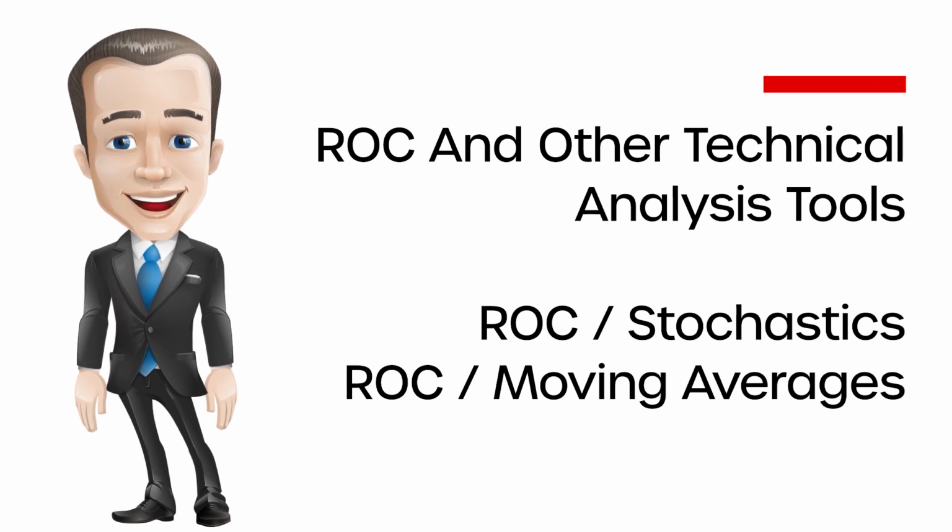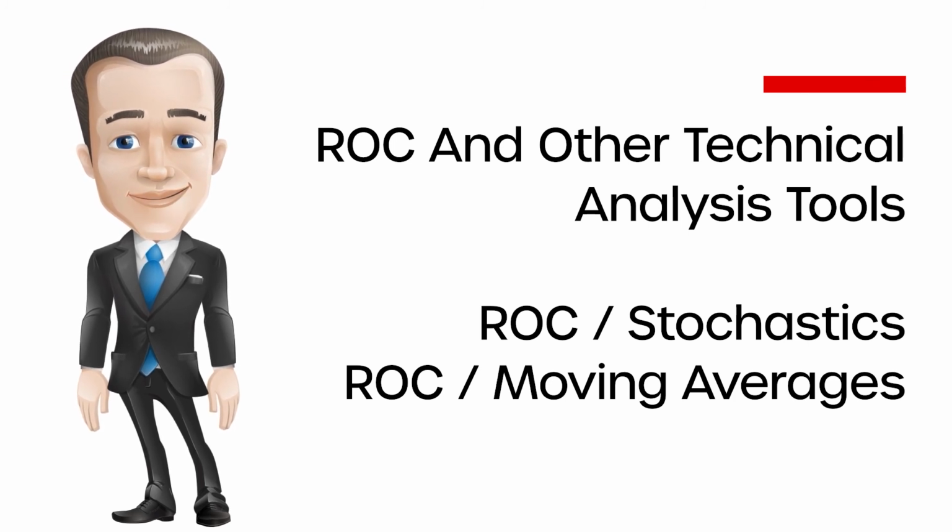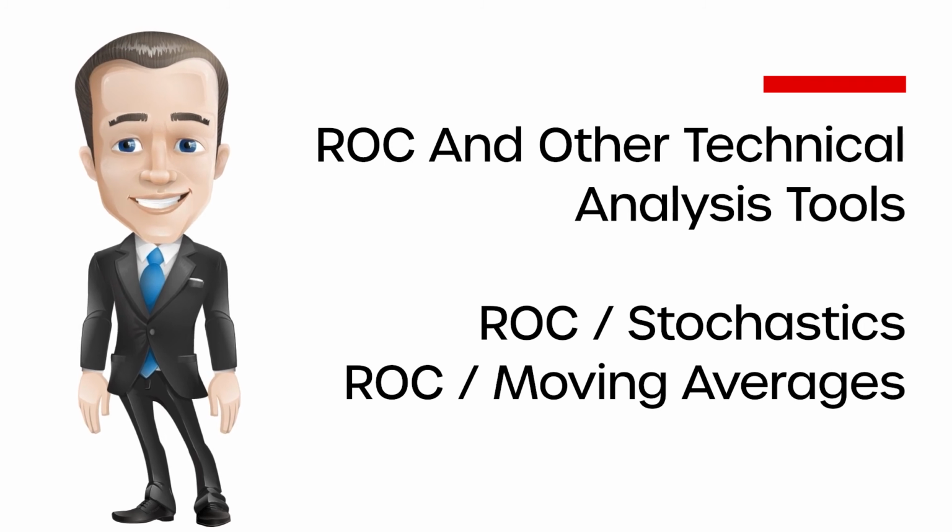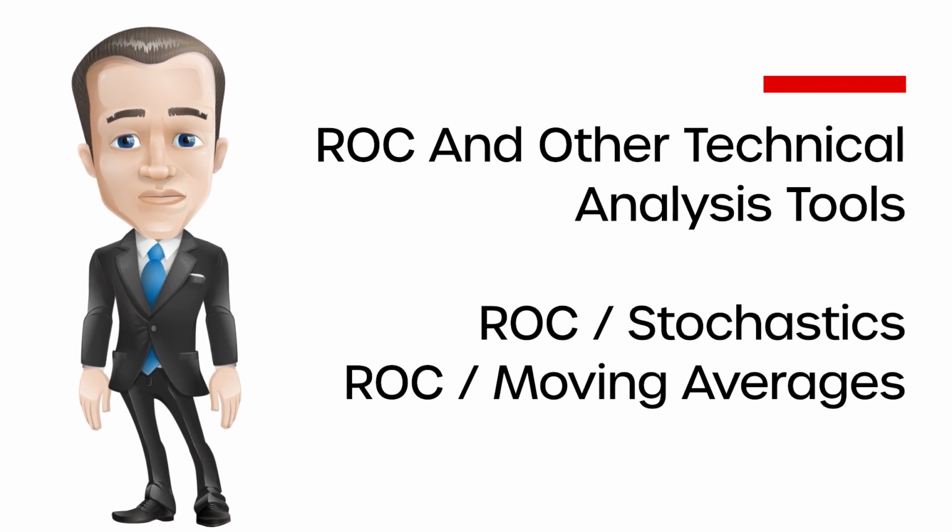ROC and stochastics. This combination is best for timing trend reversals. When the ROC delivers a divergence signal, traders can watch for the stochastic crosses in overbought or oversold zones to pick out optimal entry points in anticipation of a trend change. For instance, in the case of a bullish divergence, the best entry point will be in oversold territory.